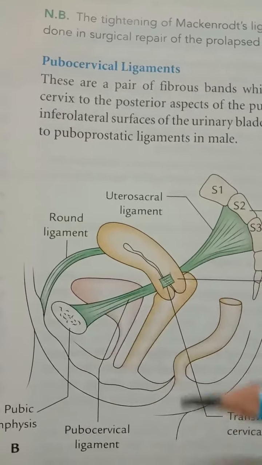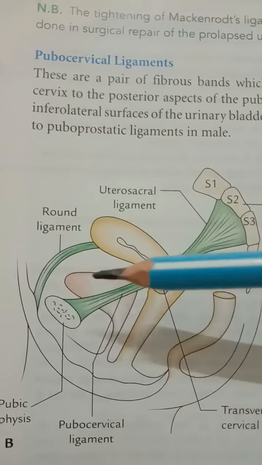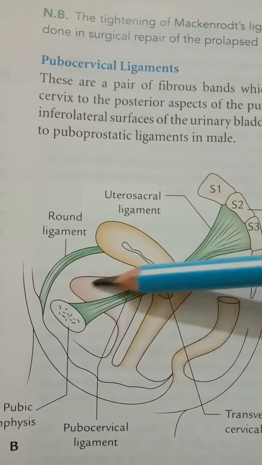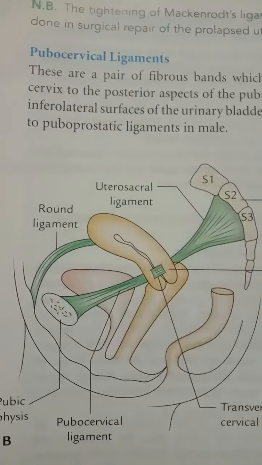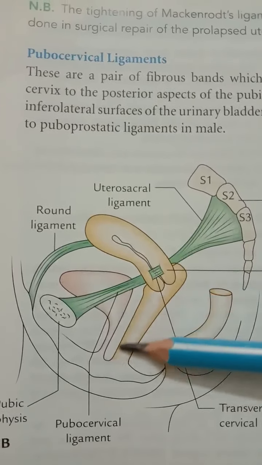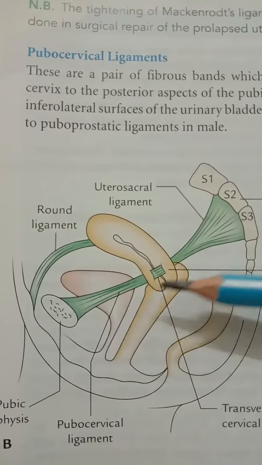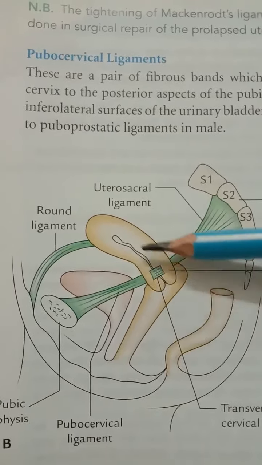Then the visceral structure consists of the urinary bladder, so anteriorly here you can see the urinary bladder, then the vagina inferiorly and the uterine axis, so this one, the anteroverted position of the uterus.